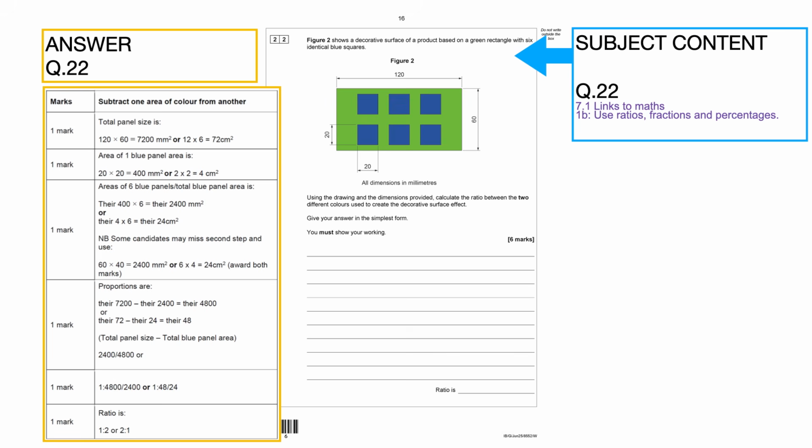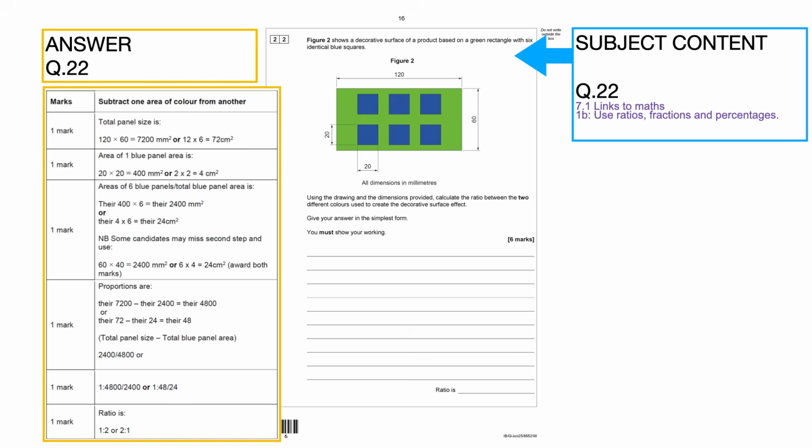Question 22. Figure 2 shows a decorative surface of a product based on a green rectangle with 6 identical blue squares. All dimensions are shown in millimeters. Now, using the drawing and the dimensions provided, calculate the ratio between the 2 different colors used to create the decorative surface effect. Give your answer in the simplest form and you must show your working. Now, this is for 6 marks.